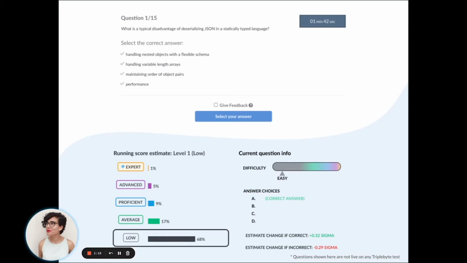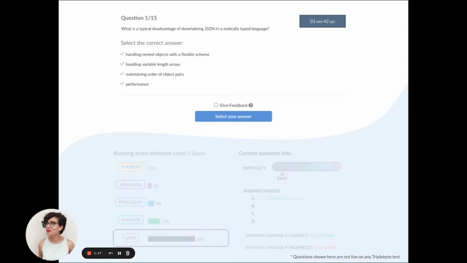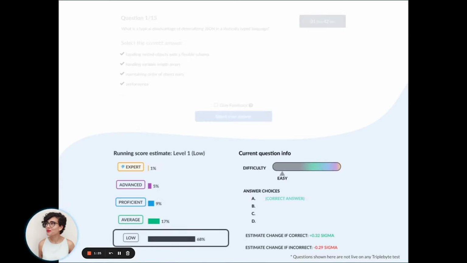What you're seeing here has two parts. At the top with the white background is the actual assessment content that would be seen by an engineer taking the test. In this case, it's an easy first question. At the bottom with the light blue background, that's what's going on behind the scenes.